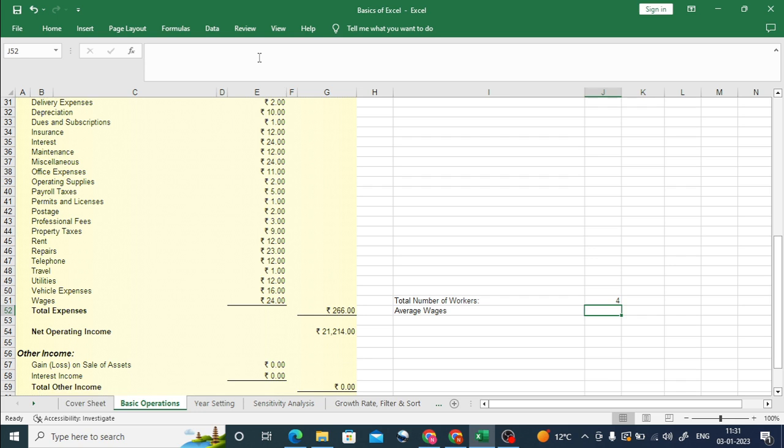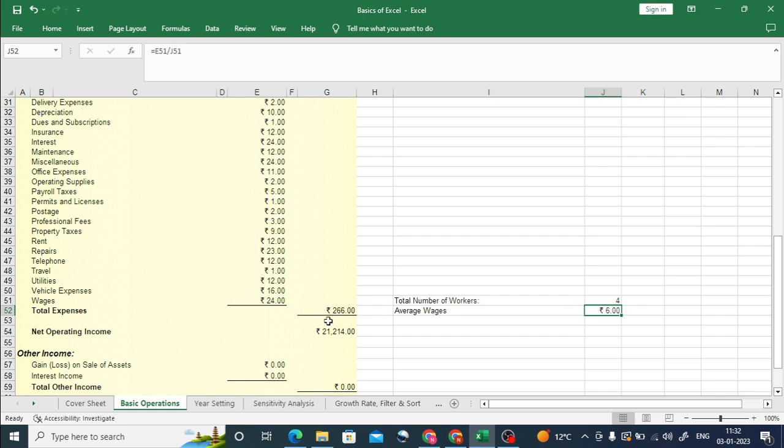Next, if you are being informed that the total number of workers in the factory is 4 and you are supposed to calculate the average wages, how are you going to do that? You put a is equal to sign, you search for wages. Wages is here, total wages being 24 rupees divided by total number of workers. You select that, you hit enter, then the average wages is rupees 6.